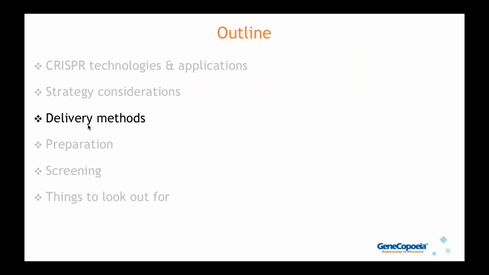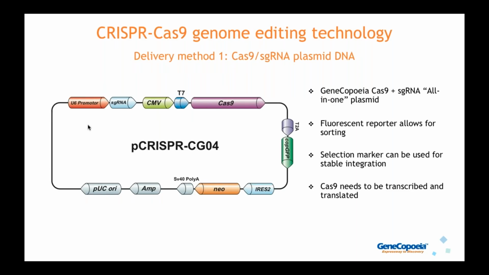I'm going to talk about 5 different delivery methods, mainly for cell line delivery. The first method and the most traditional method is to use Cas9 and sgRNA plasmid DNA by transfection or electroporation. This shows a typical GeneCopoeia Cas9 sgRNA plasmid. We call this an all-in-one plasmid because it encodes both the Cas9 nuclease under the control of a strong constitutive promoter, as well as the single guide RNA.